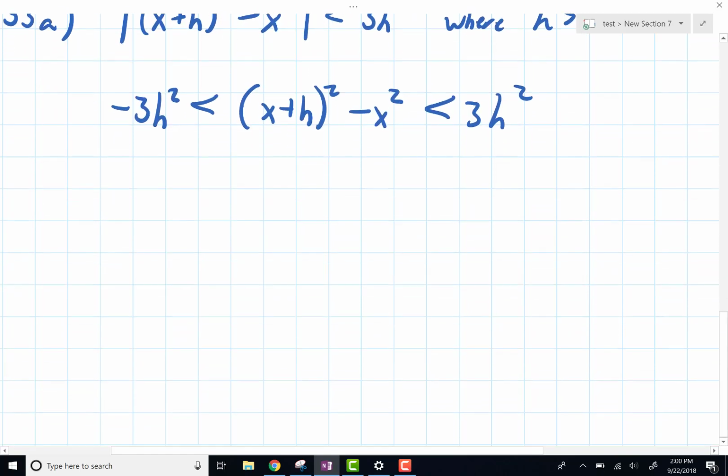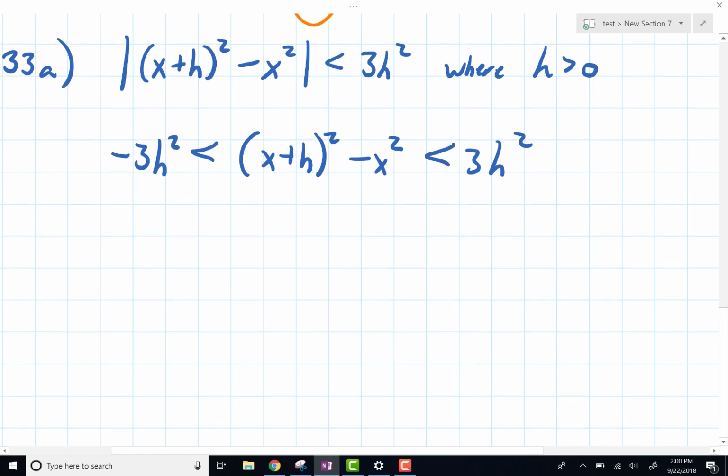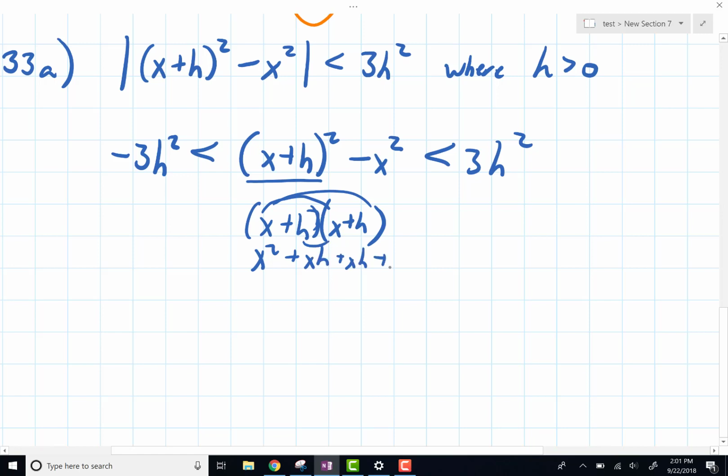And then I just have to solve whatever comes out of this. So I'm going to keep cleaning this inside. So this x plus h squared is x plus h times x plus h. So that's x squared plus xh plus another xh plus h squared. And then I'll just bring down that minus x squared, and I'll bring down the rest.